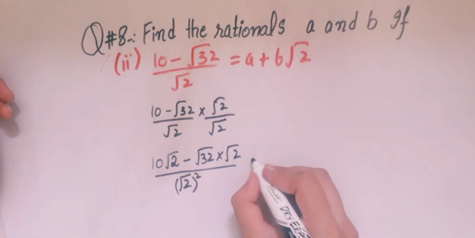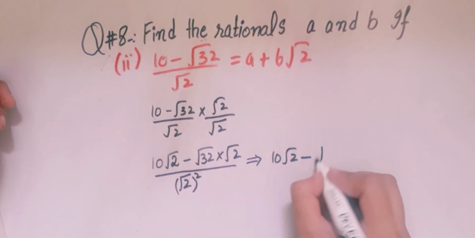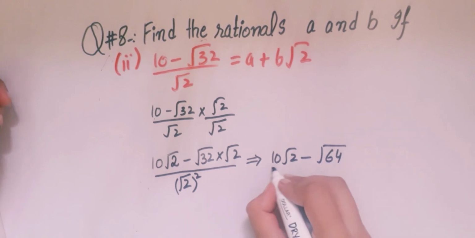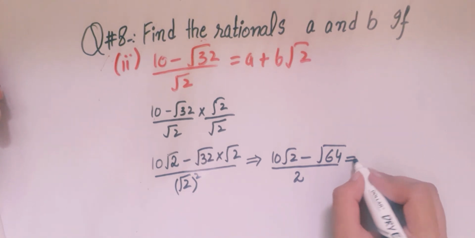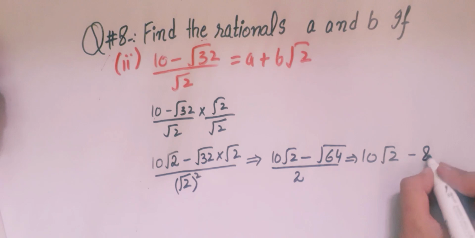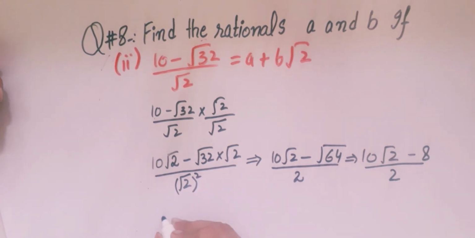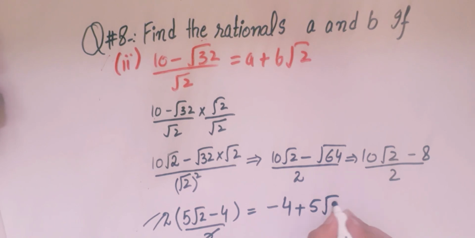Then we can say that 10 square root of 2 minus square root of 32 multiply 2 is 64 by 2. Then we have 10 square root of 2 and 64 is the square of 8, so we can write this as 8 by 2. By taking 2 as common, we have 5 square root of 2 minus 4 by 2. 2 will be cancelled by this 2 and we have minus 4 plus 5 square root of 2.